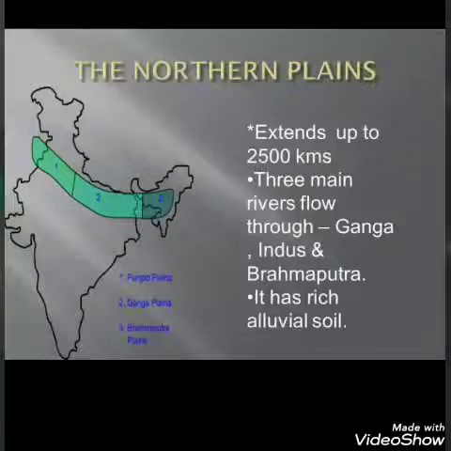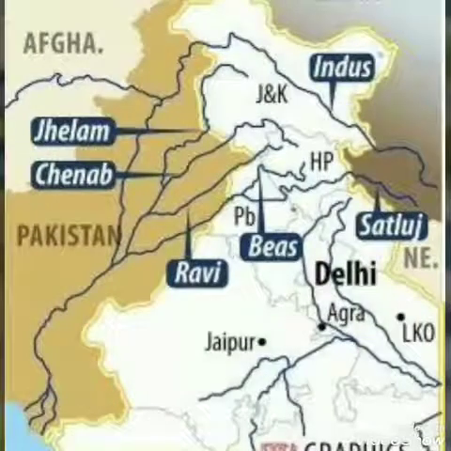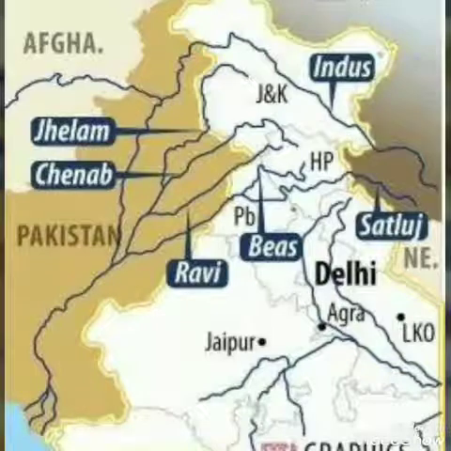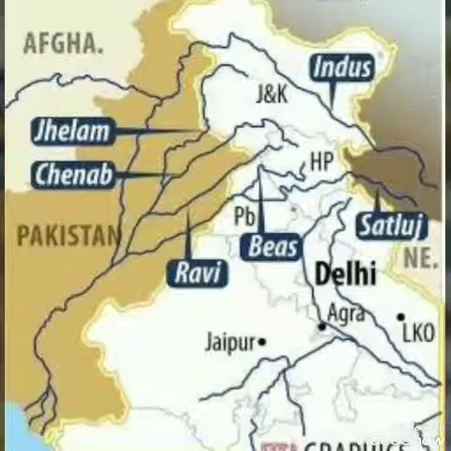The western part of the Northern Plain is referred to as the Punjab Plain, formed by the Indus and its tributaries. The larger part of this plain lies in Pakistan. The Indus and its tributaries include the Jhelum, Chenab, Ravi, Beas, and Satluj. These rivers are tributaries of the Indus, which means they flow into the Indus river.